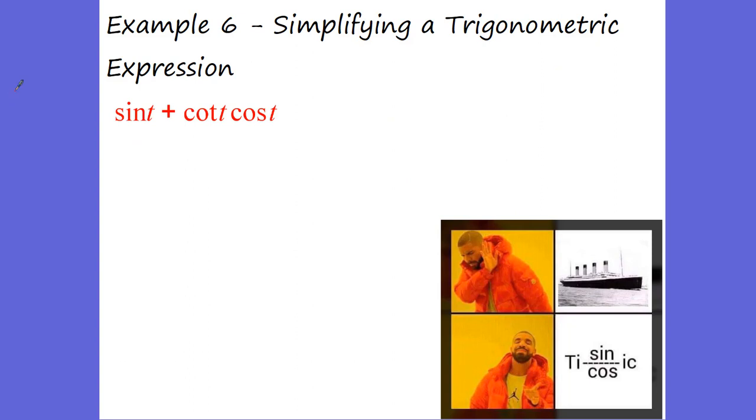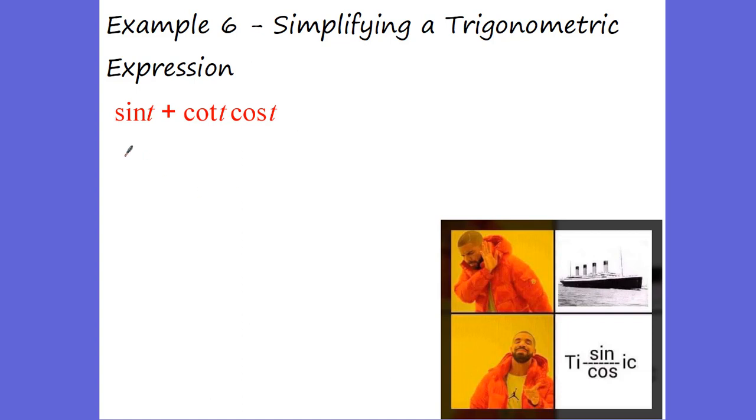One is simplifying a trig expression. Now, you can see here I have sine of t plus cotangent of t times cosine of t. So you can see they're all in different playing fields. So another little method to your madness. We had some methods. One way is let's factor. One way is let's get a common denominator. One way is let's try to change my trig functions into sines and cosines.